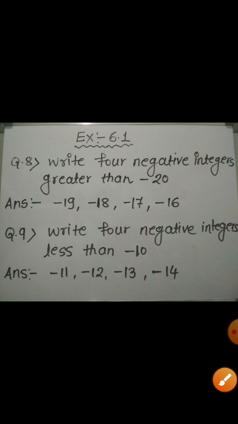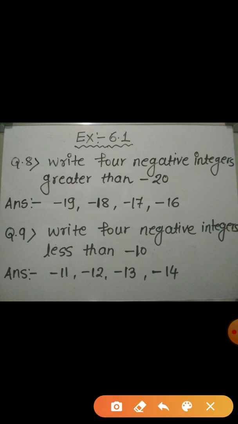So when you go to the right of minus 20 on a number line, what will you get? You will get minus 19, minus 18, minus 17 and minus 16 and so on. So these are the integers which are greater than minus 20.